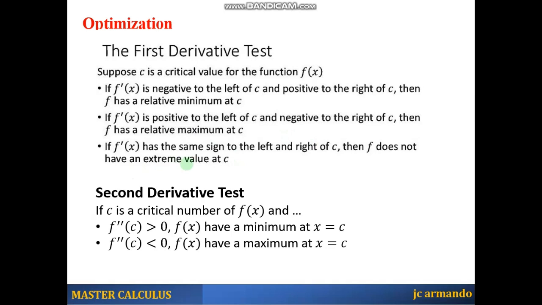Pero kapag hindi nag-change ang sign from the left to the right of c, wala siyang extreme value dun sa critical number na yon. Meaning walang maximum, wala din siyang minimum. So mas madali din naman yung second derivative test. Pero dito, kailangan mong kunin yung second derivative. So kapag daw yung c ay critical number of f of x, then yung second derivative at c, kung greater than 0 yan, yung f of x, minimum dun sa c. May minimum siya at x equals c. Kapag ang second derivative naman at c is less than 0, ibig sabihin, yung function naman, maximum at x equals c.